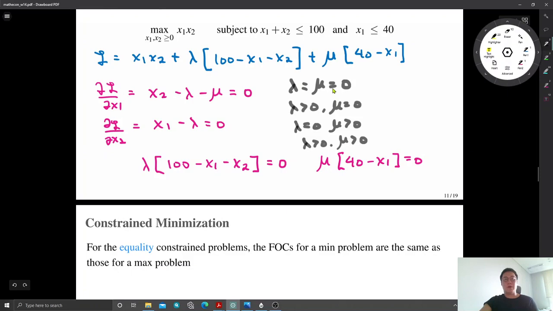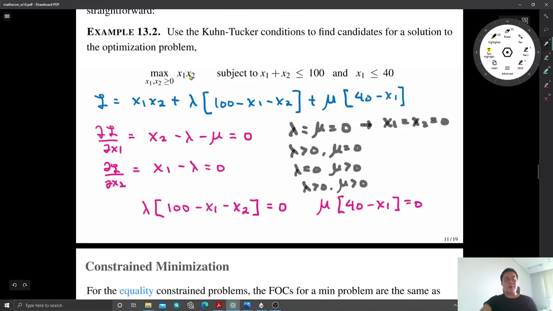So when lambda and mu both are equal to 0, then what happens? Then x1 and x2 are both equal to 0, from the first Kuhn-Tucker condition. But going back to the objective function, this is clearly not a solution. If I choose 1 for x1 and x2 respectively, I can easily make the objective function larger than 0. So we rule out this case.